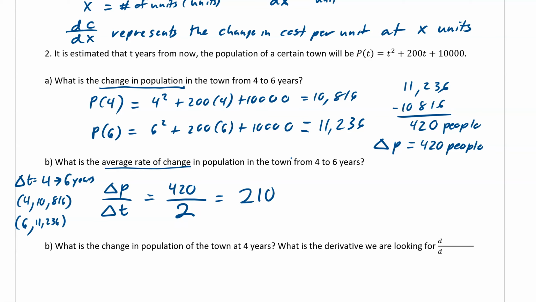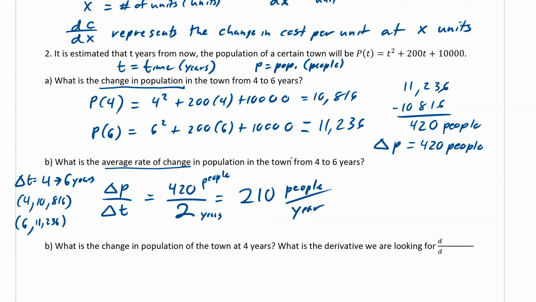And then we put the units. So what are our units? So remember, we're supposed to write those down. T is in years, so it is time. And P is our population. So that is in people. Unless it's an ant farm, but I guarantee it's people. So if you notice, the top is 420, that's people. The bottom is years. So this gives us 210 people per year. So we now know the average rate of change from 4 to 6 was 210 people per year.